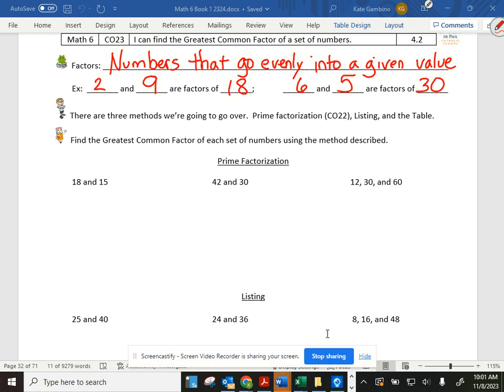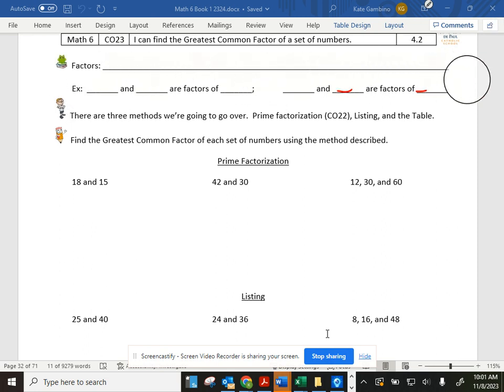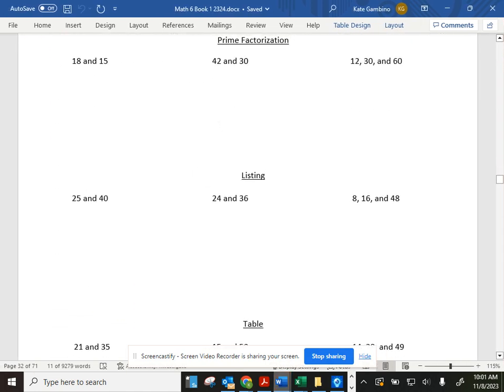Okay. There are 3 methods we're going to go over for this. We're going to work on prime factorization, what we did with yesterday's objective. We're going to talk about listing and the table method. So I'm going to go over how to do those 3 different methods. First one is that prime factorization. So we're going to do what we did in yesterday's objective for all the numbers that we are given. And then we have to compare them.